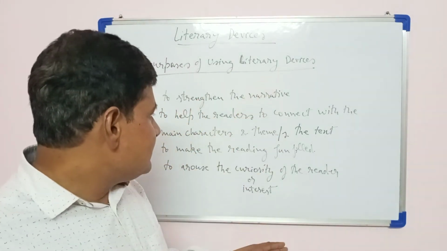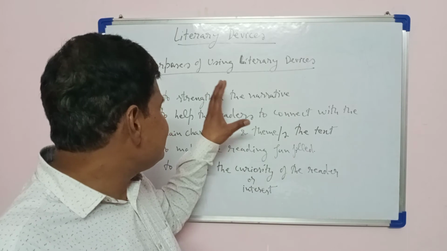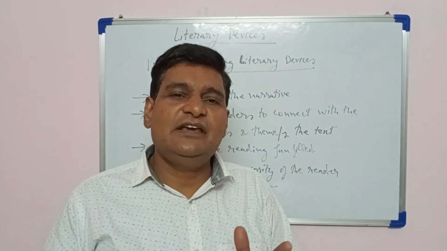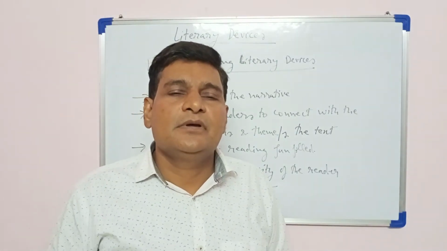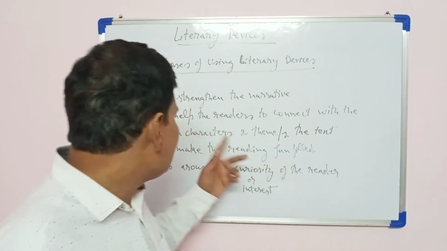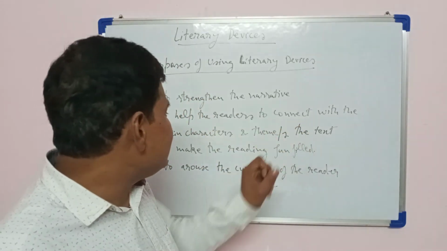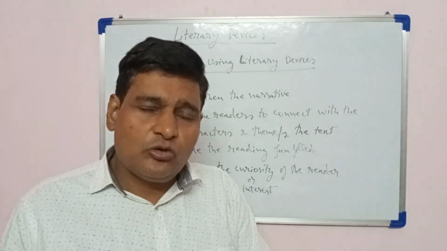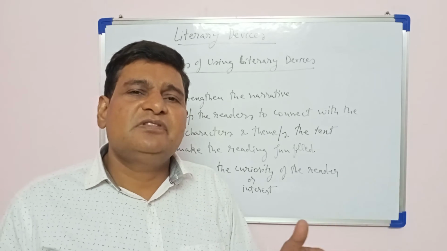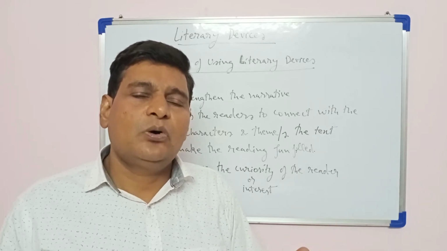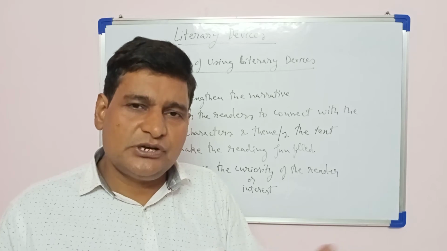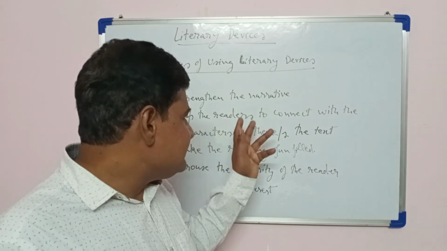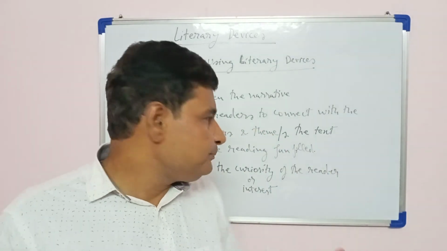But the related purposes or the benefits that he is going to achieve: number one, to strengthen the narrative, means he is able to narrate in a good way. His narration becomes standard. Number two, to help the readers to connect with the main character and theme. There are so many characters in a novel, so many characters in a play, and sometimes themes are also many. There is not a single theme, sometimes there are 2-3 themes. So how the reader connects with these things, the literary devices will help.